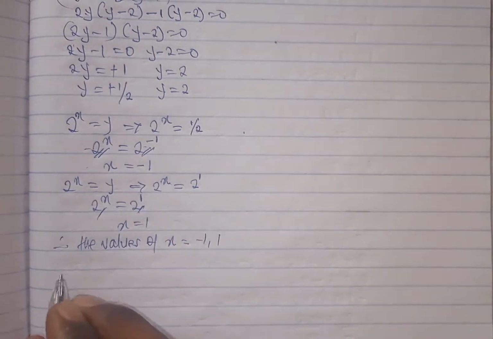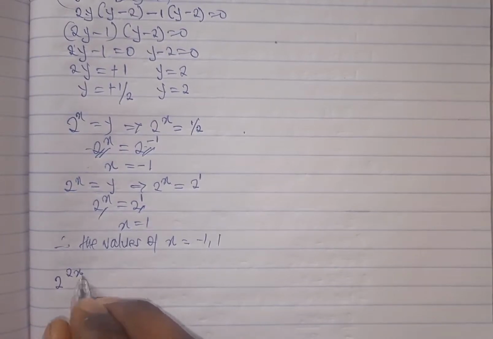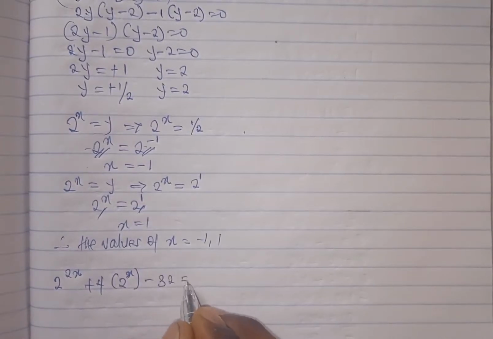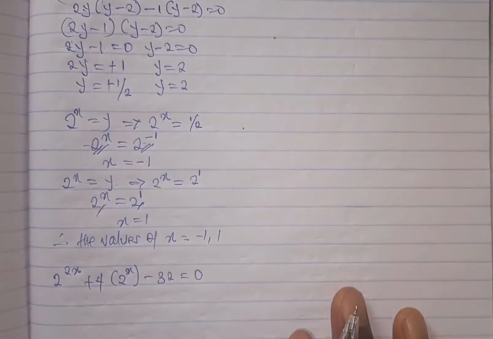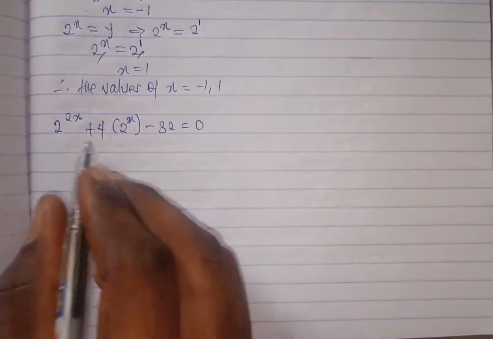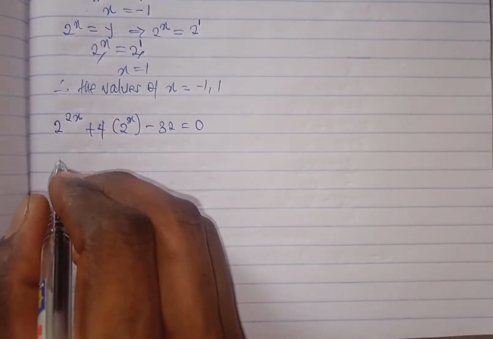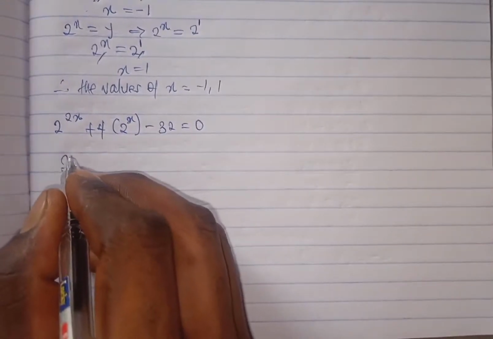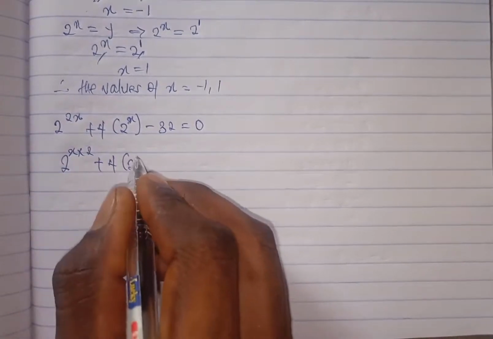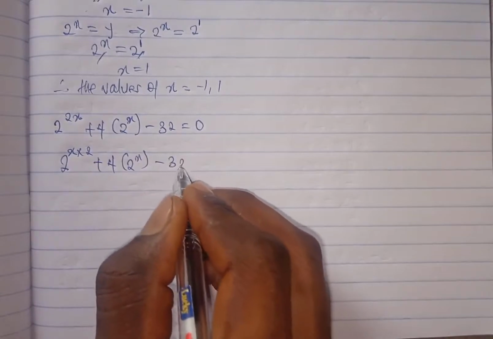Then for the second question, we have 2 raised to the power of 2x plus 4 into 2x then minus 32, which is equal to 0. So how do I solve this? First of all, you simplify it by saying that 2 raised to the power of x, multiplied by 2 raised to the power of x, plus 4 into 2 raised to the power of x, minus 32 is equal to 0.